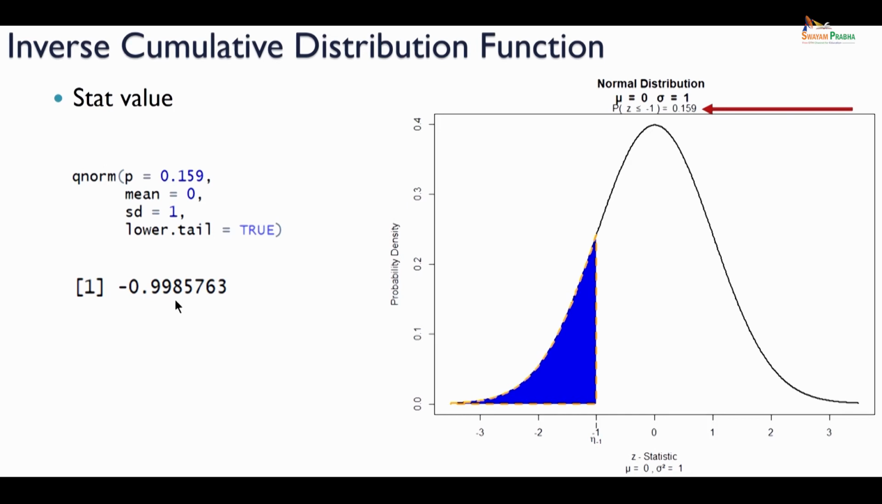The same can be repeated for a right tail test as well, and you will get a similar value. You will not get 1 exactly because we have truncated the decimals after 9. So, you will get a value that is very close to minus 1.